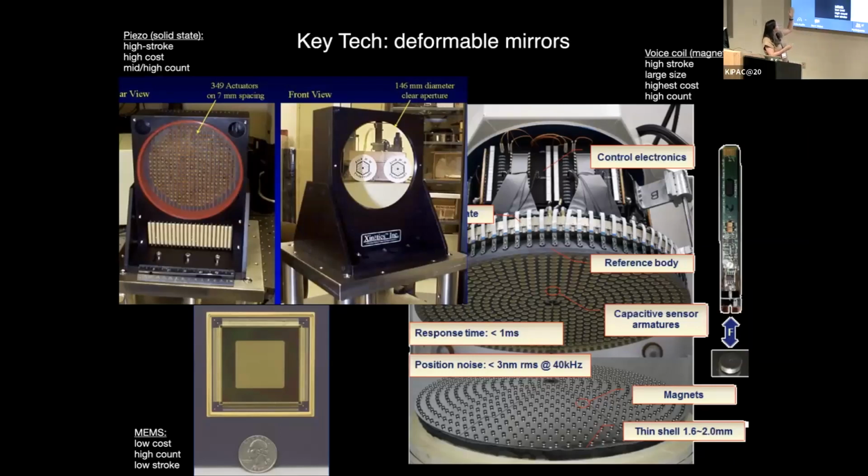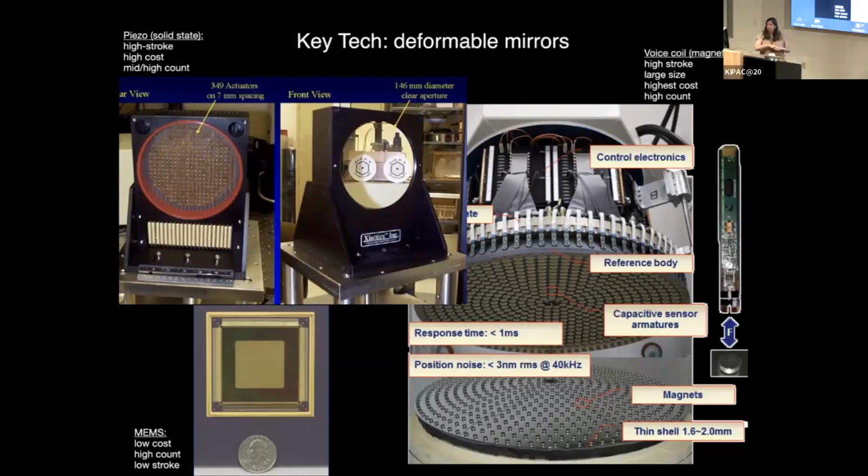And they come in flavors where the actuators use piezo, sort of solid state actuation. They're now these very large mirrors. If you want to build a deformable mirror that looks like this size, you might use something like a voice coil magnetic levitation type actuator, or you can use a very low cost, very small compact MEMS device, which uses the same kind of lithography techniques that you find on all kinds of devices, including CCDs. And all that's composed of 1,000 actuators.